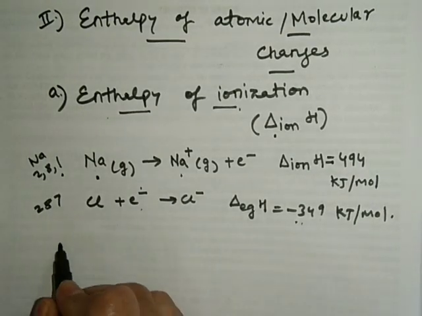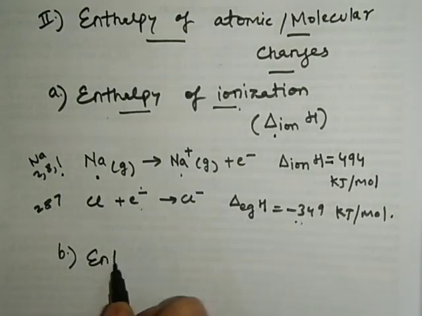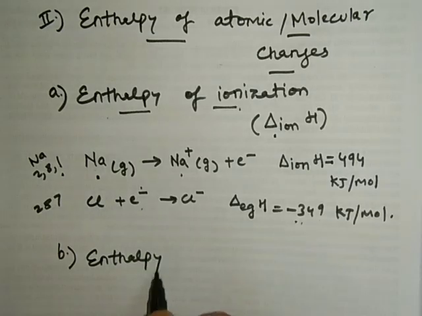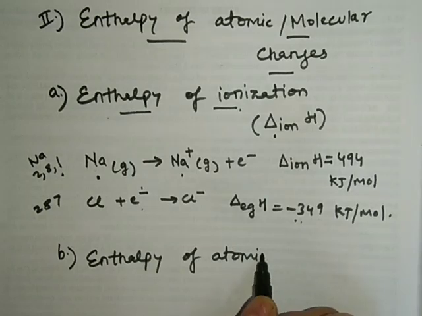Now, the second type after ionization is called enthalpy of atomization. It is called enthalpy of atomization.